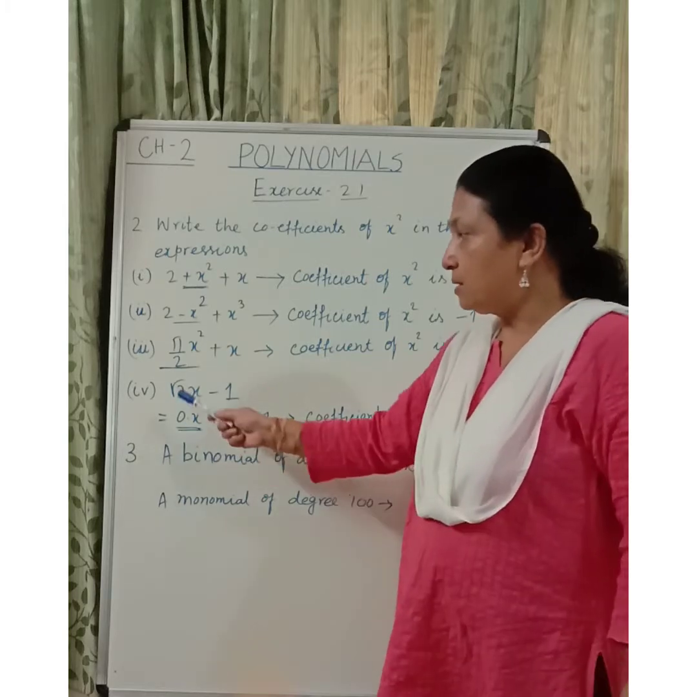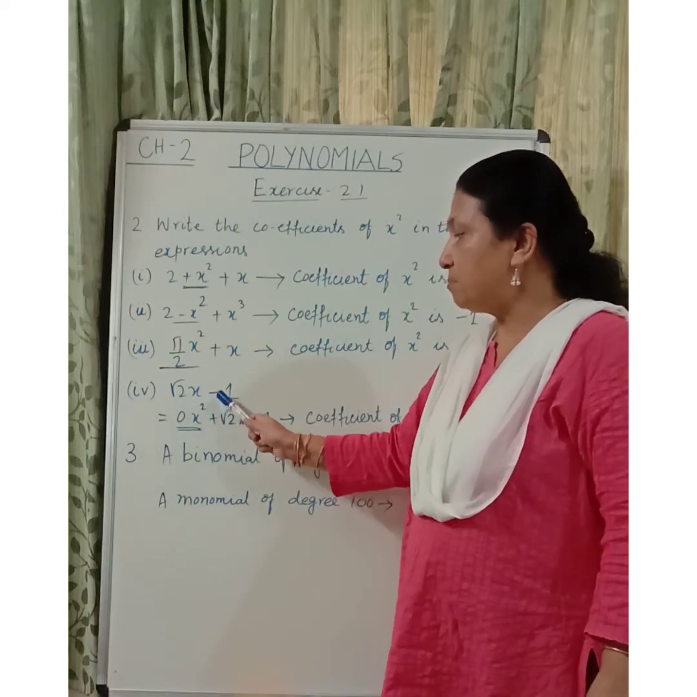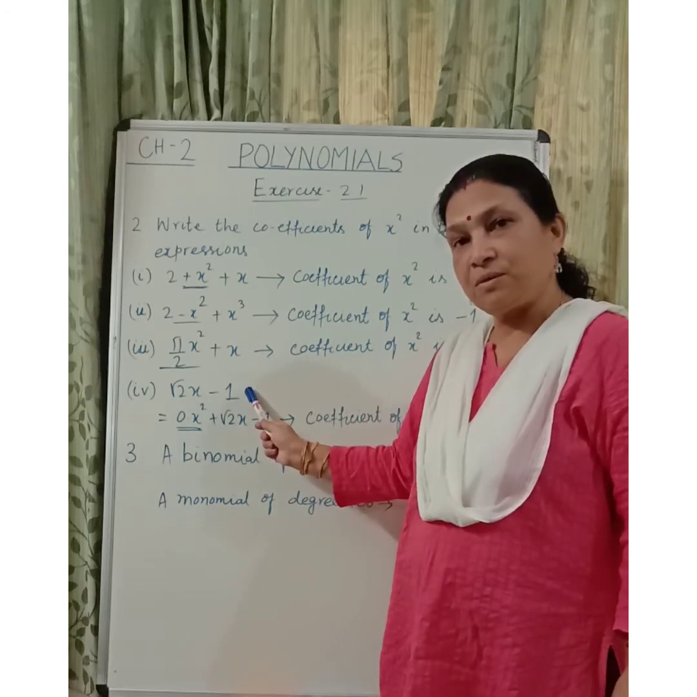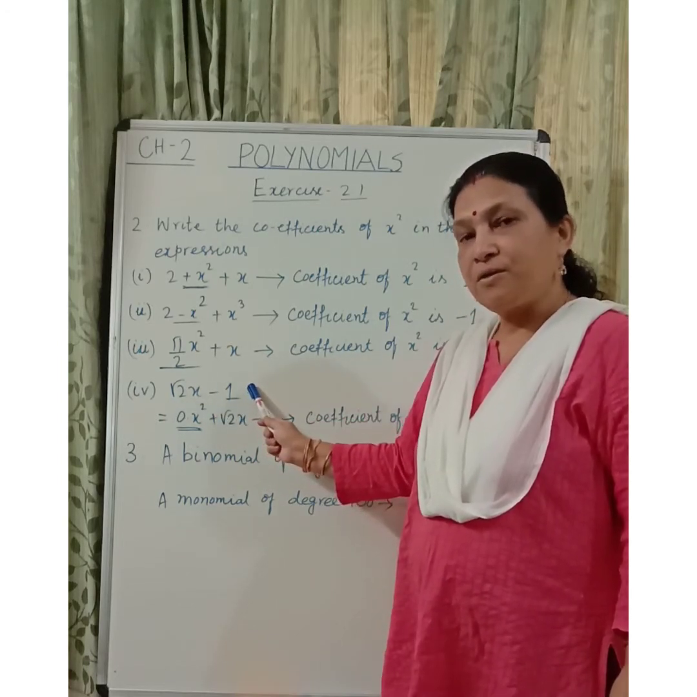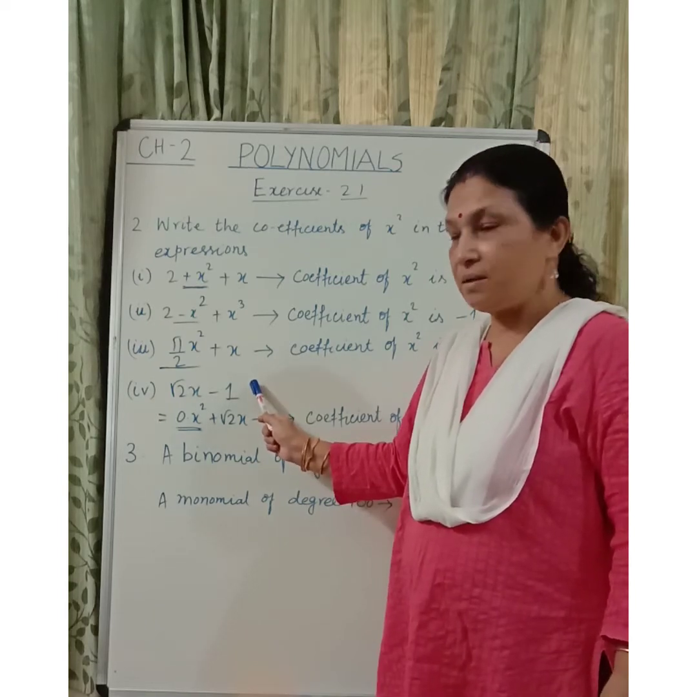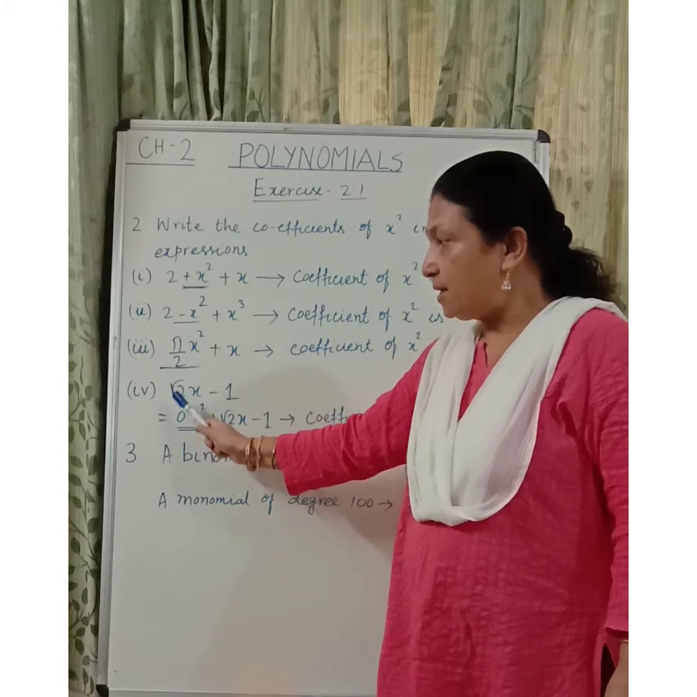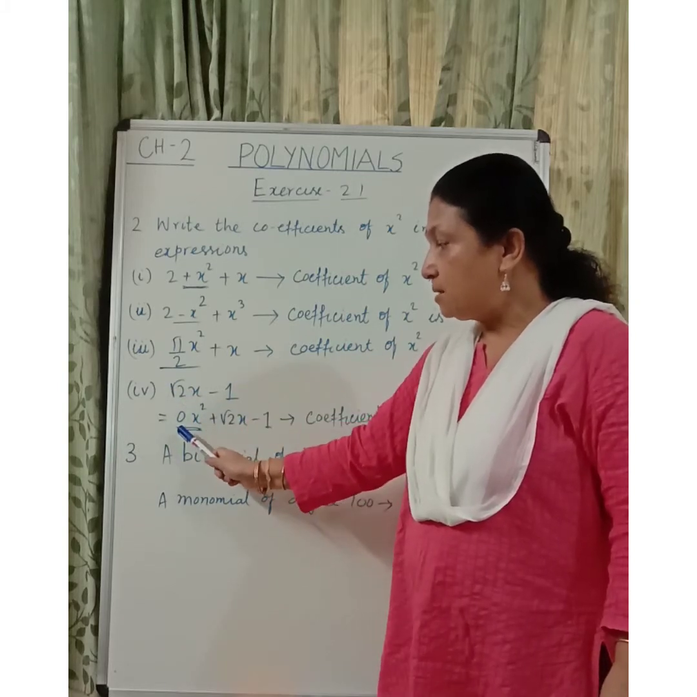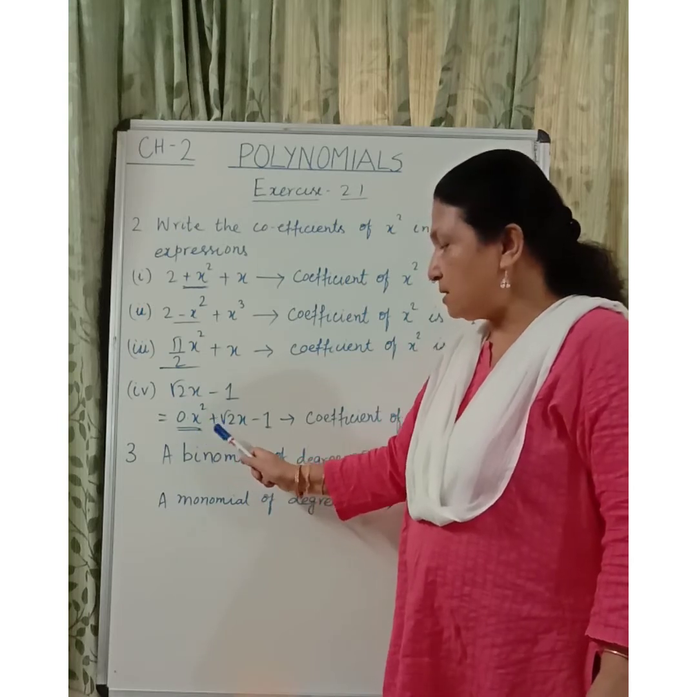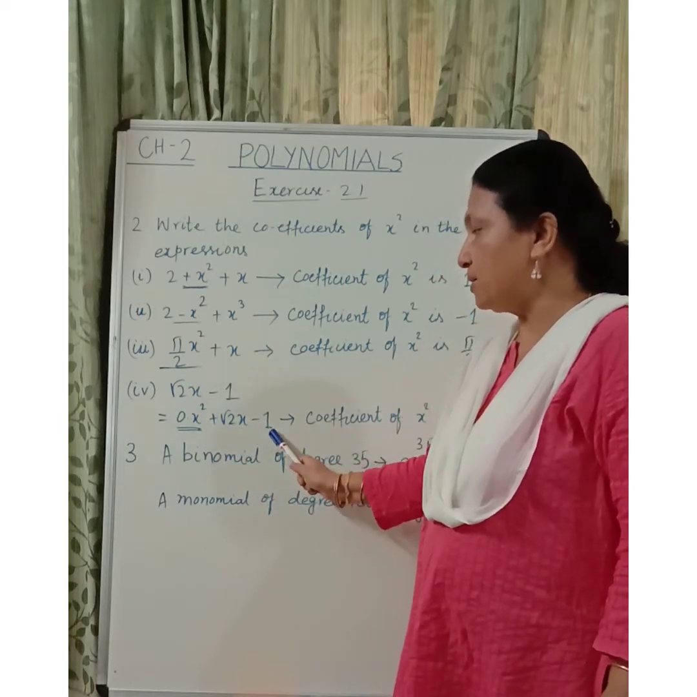Fourth part, root 2x minus 1. Can you see x square in this expression? It is not there. So how can we rewrite this including x square? So we can rewrite the same expression as 0 into x square, which becomes 0, plus root 2x minus 1.